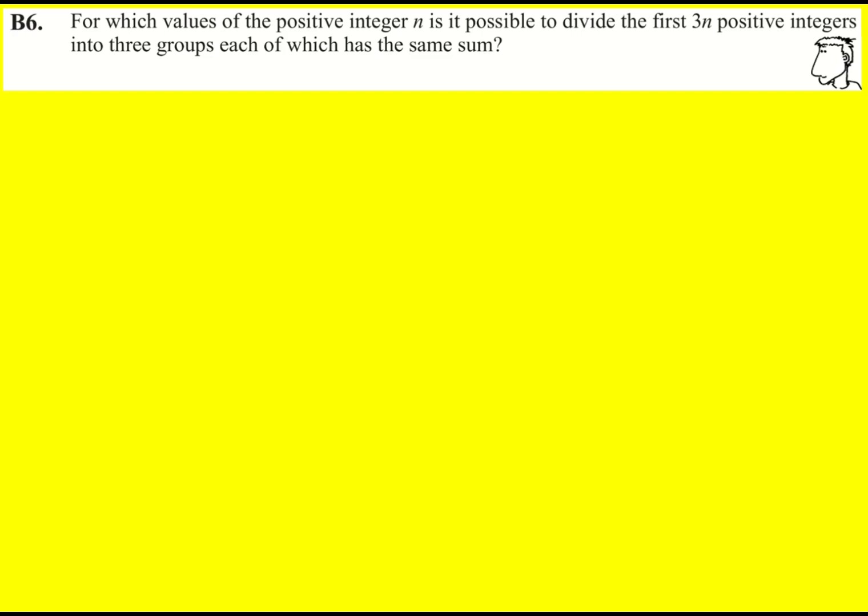A good idea for this question is just to start with the smallest values of n and see if we can make it work. So if n equals 1, then we've got the first three n positive integers. That's going to be 1, 2, and 3. And we're trying to divide them into three groups which have the same sum. Well, this is not going to be possible. So immediately we found a situation where it won't work.